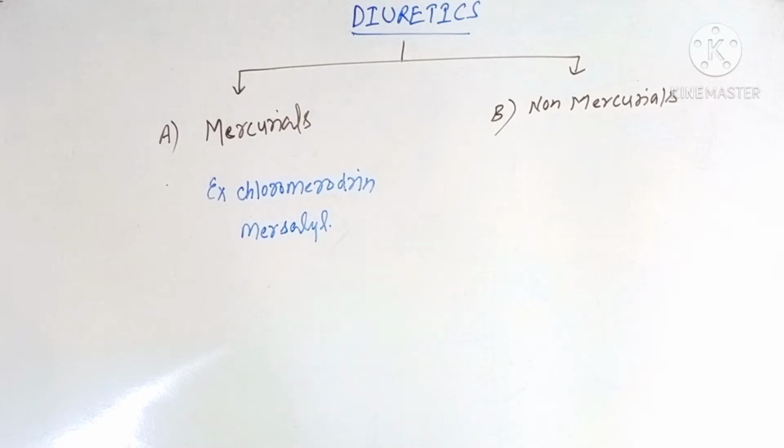Before discussing the chemical classification, first we should know the meaning of diuretics. Diuretics are the drugs or agents which increase the formation of urine in our body, and thus they are used in the treatment and management of heart related problems like high blood pressure or congestive heart failure.